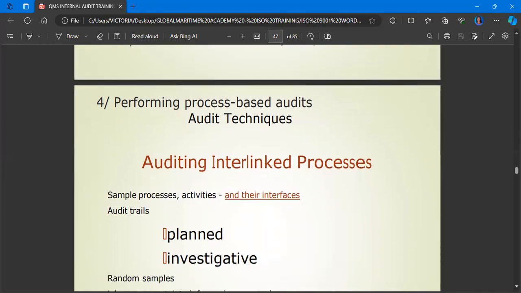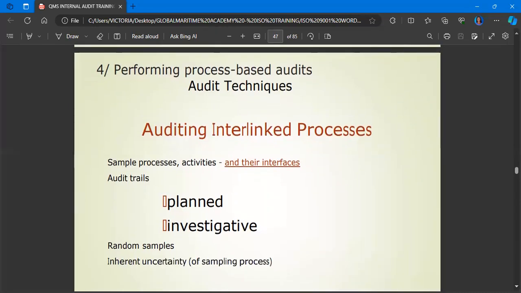Audit techniques: auditing interlinked processes. Some processes are interlinked. So when you are auditing such processes, you have to follow them process by process, step by step. Sample processes, activities, and their interfaces. Audit trails, planned or investigate. Random samples.